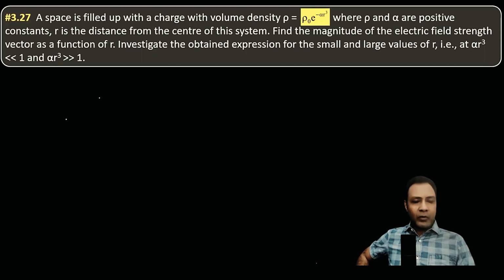Question number 3.27. The question states: space is filled up with a charge with volume density rho equal to rho naught e power minus alpha r cube. Here rho naught and alpha are positive constants, and r is the distance from the center of the system. Find the magnitude of the electric field strength vector as a function of r.